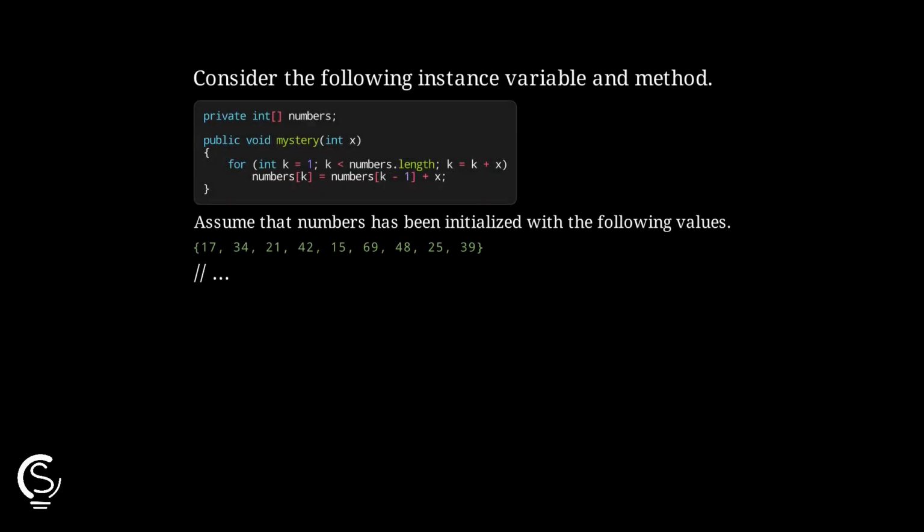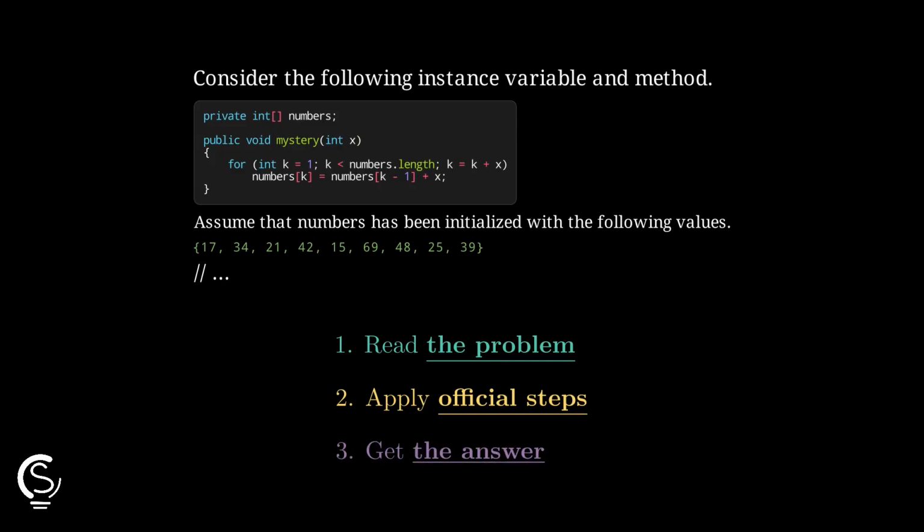Mystery methods in Java can be tricky, but we can solve this array problem fast. Let's trace the loop and find the final values together.